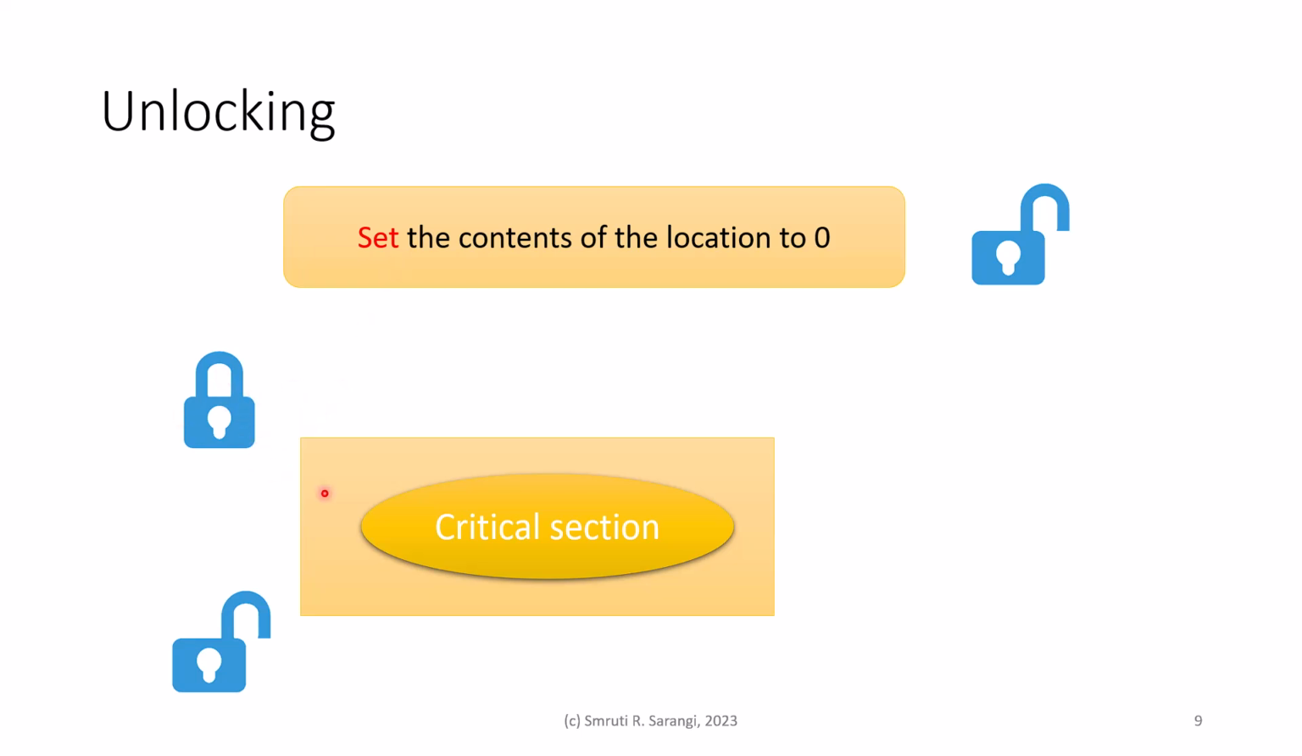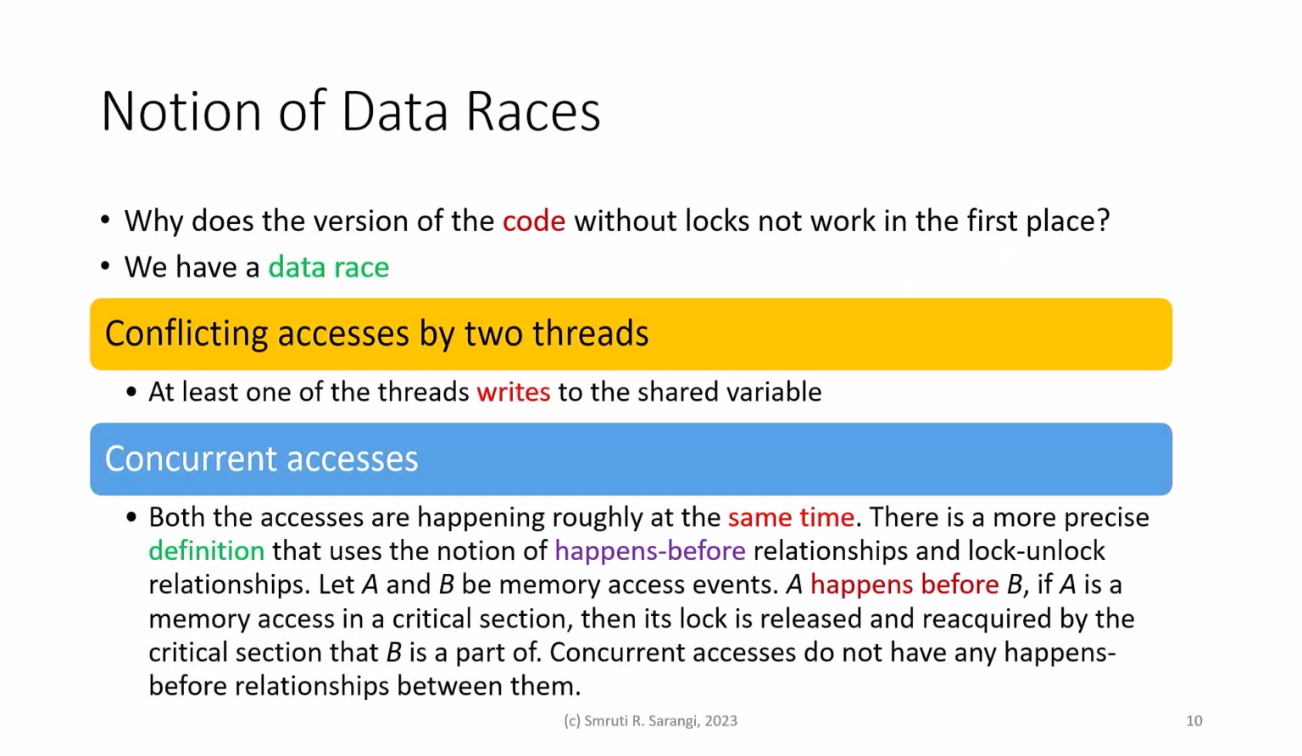So the sum total is that before entering a critical section, we acquire a lock. This can take a long time depending upon the amount of contention. Once the critical section is over, there is a need to release the lock using this unlock mechanism. There is a fair amount of theory here. A lot of this is covered in my book on advanced architecture, but we will discuss a small part of it, whatever is relevant from an OS point of view.